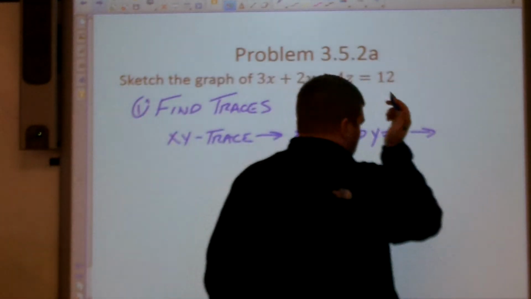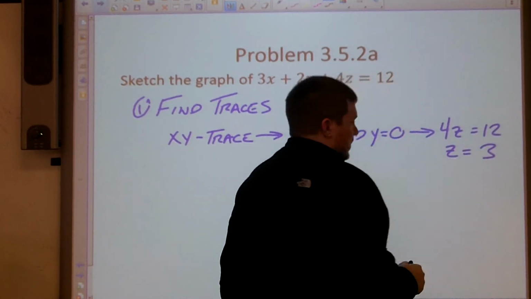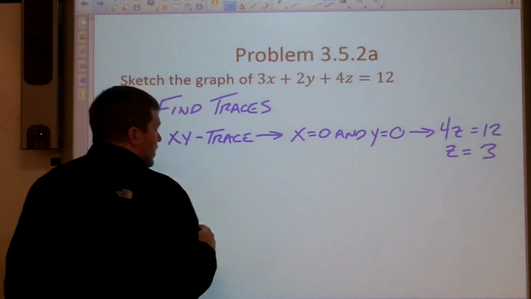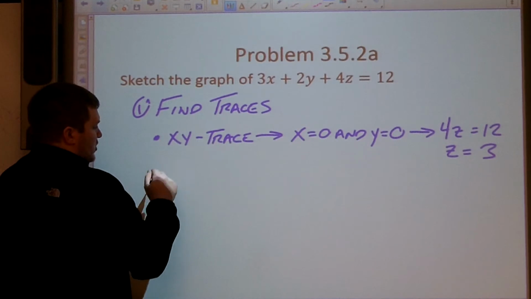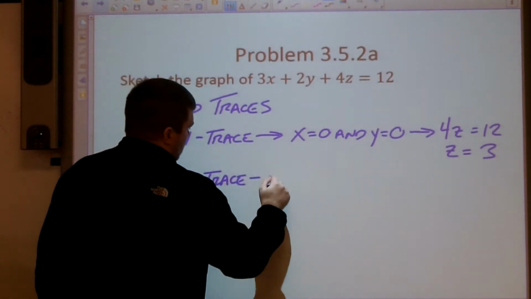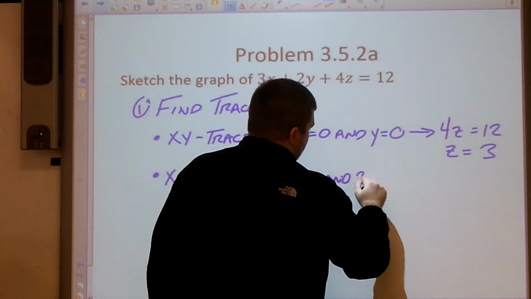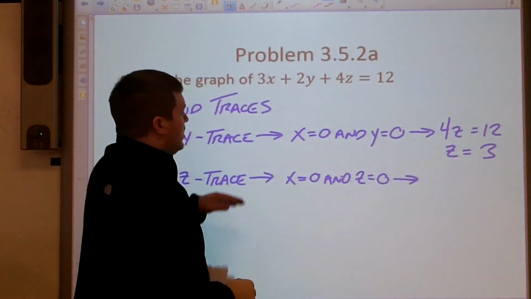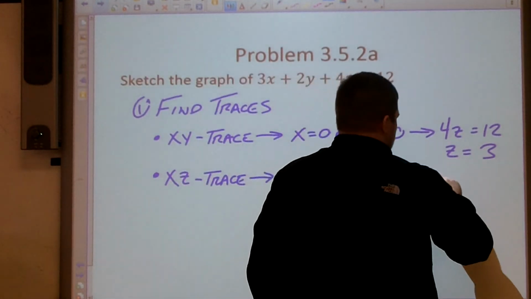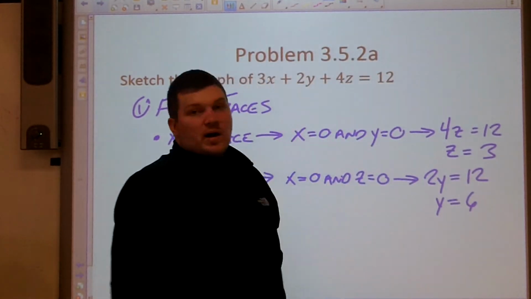So I end up with the equation 4Z equals 12. So Z is equal to 3. So that's my Z-intercept, for lack of a better term. Okay? So that's the first one. On the next one, I want to do the XZ trace. So I know X equals 0 and Z equals 0. So I'm just left with 2Y equals 12, which means Y is equal to 6. So that's my Y-intercept.